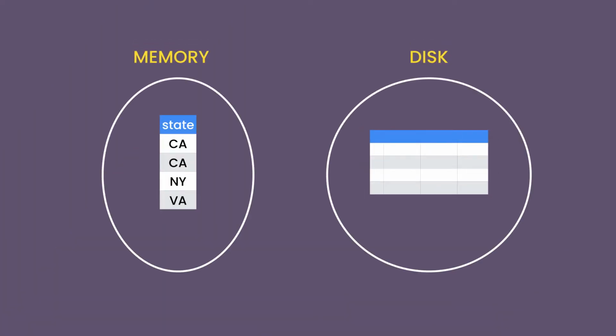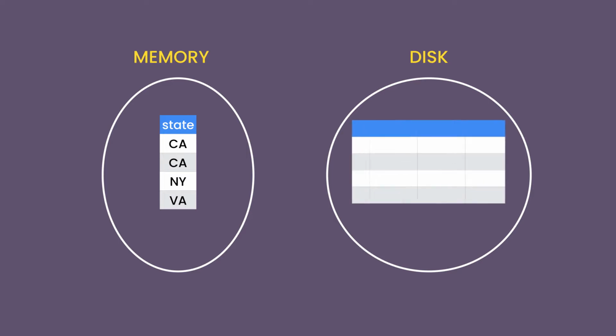In a lot of cases, indexes are small enough that they can fit into memory. That's why it's much faster to use them to find data, because reading data from the memory is always faster than reading it from the disk.